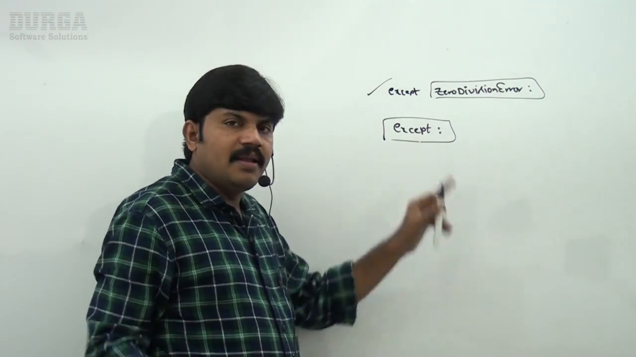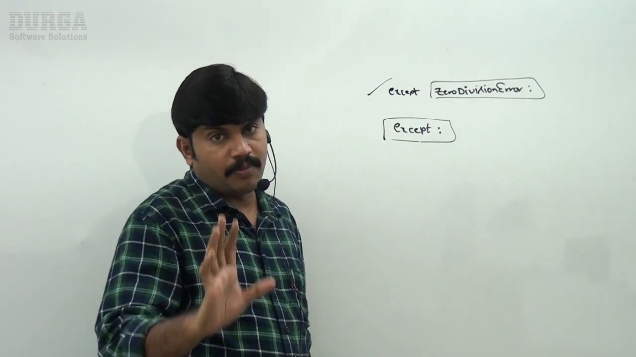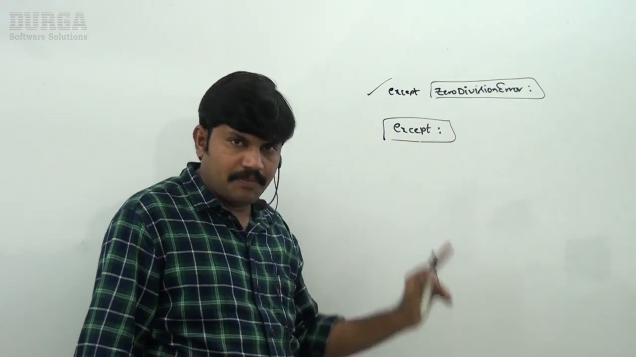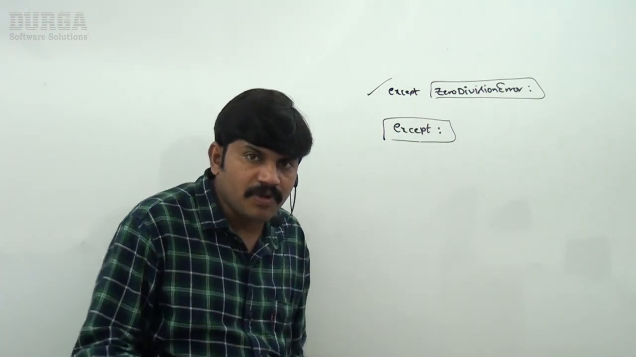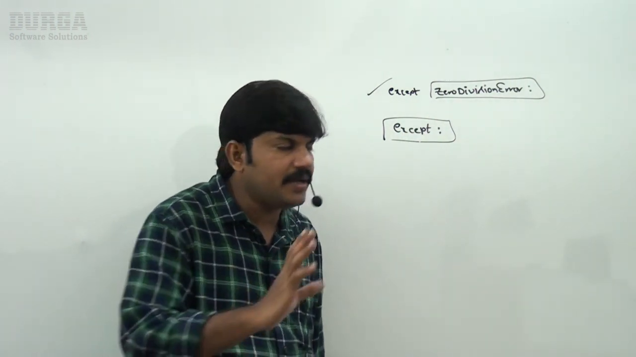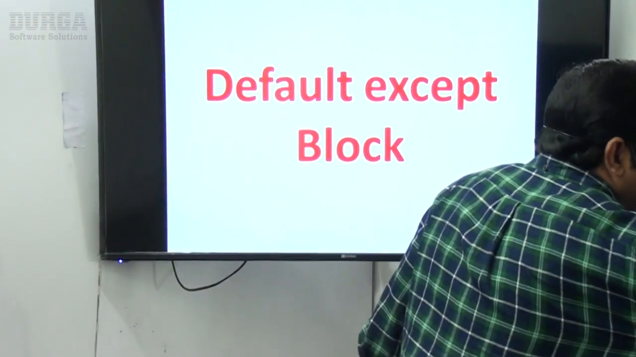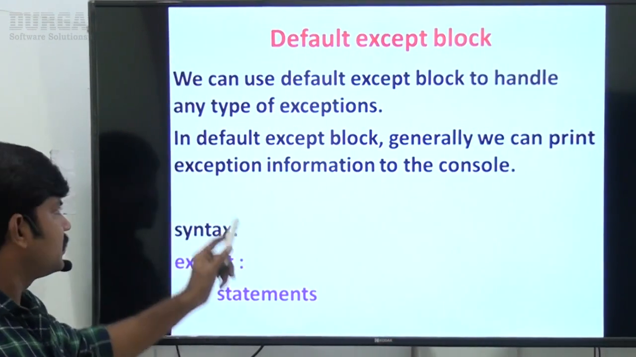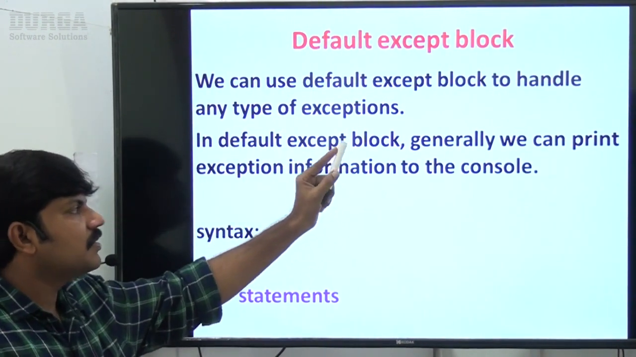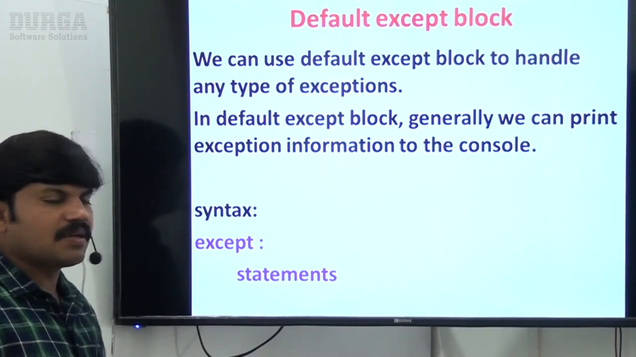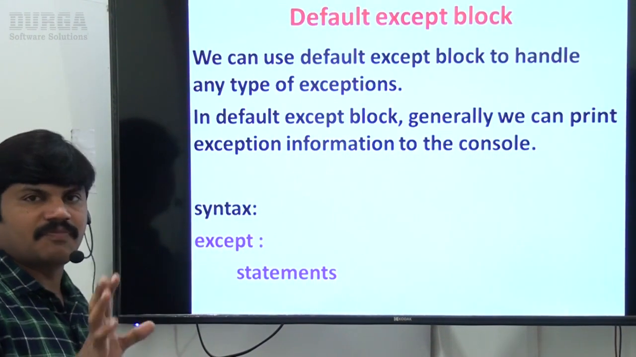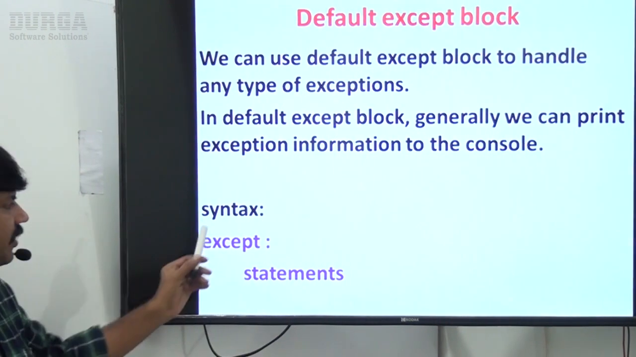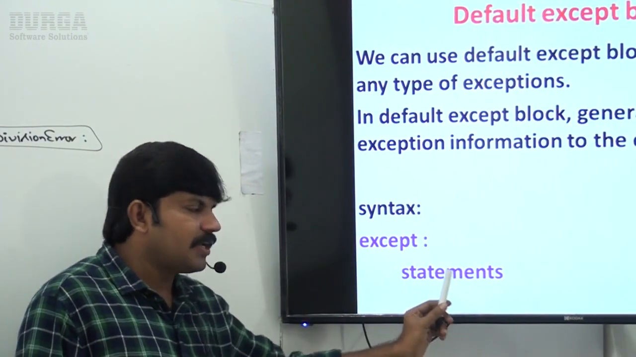It can handle any type of exception, no problem at all. If no other except block matched, then only the default except block will be executed. Is it clear for all of you? We can use a default except block to handle any type of exceptions. In a default except block, generally we print exception information to the console. The syntax is except colon, then statements.